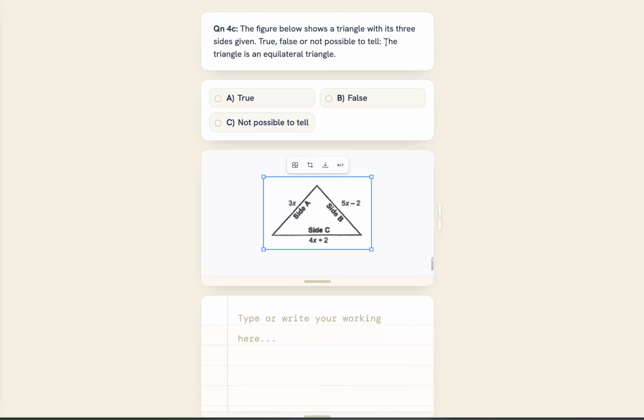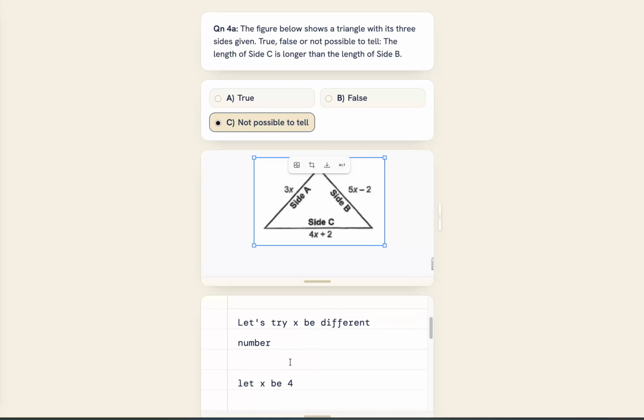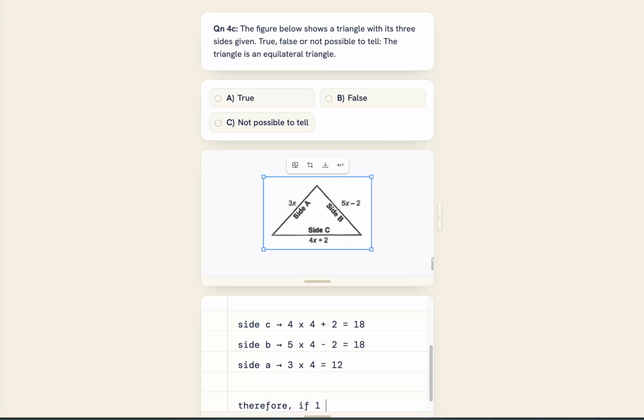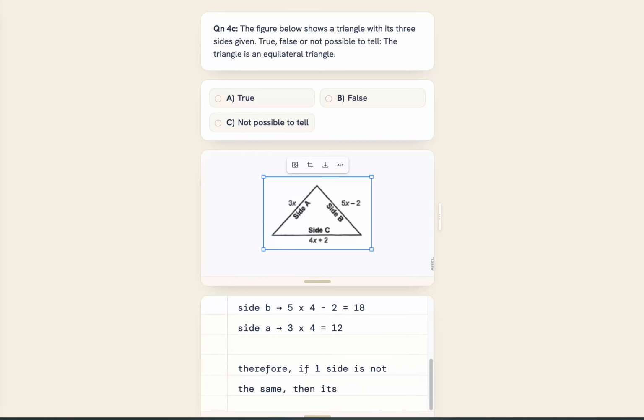Part C. The triangle is an equilateral triangle. The property of an equilateral triangle is that all sides are the same. Remember that there was one point where if x is 4, side C and side B are 18. But side A is 3 times 4, which is 12. Therefore, if one side is not the same, then it's not possible and it's false.